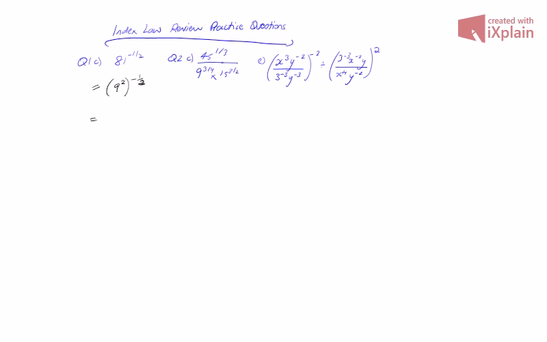Okay, now all I have to do is expand the power. So it's positive with a negative is going to be a negative, and 2 times a half is going to be 1. So the solution to that is 1 over 9.